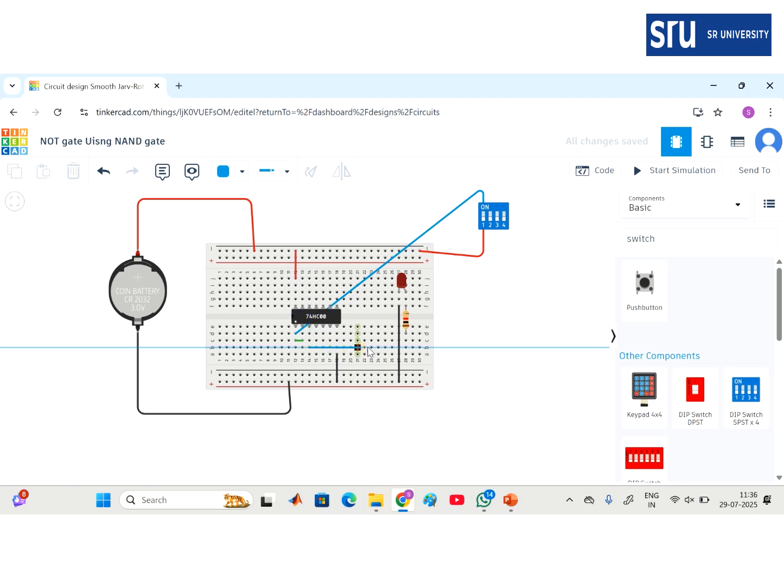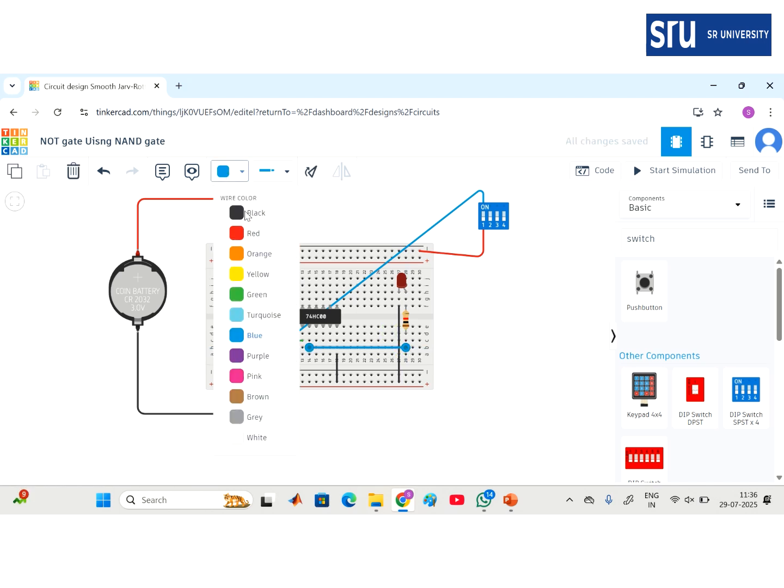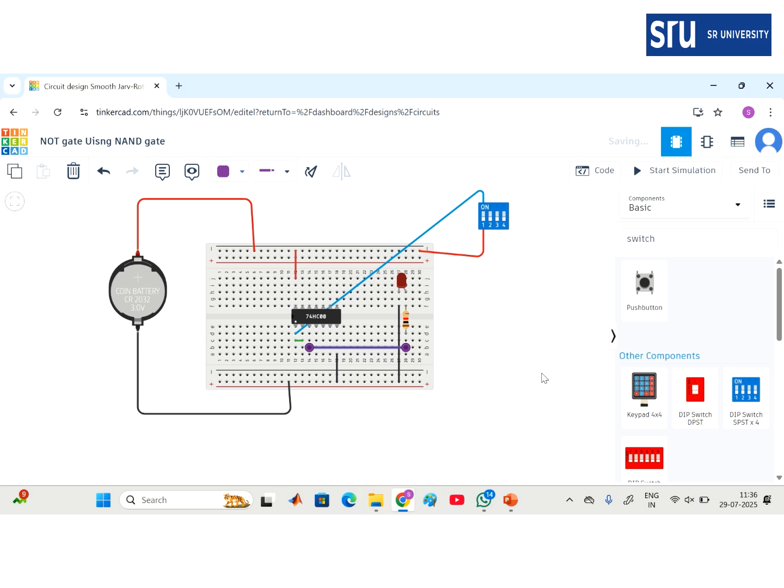So this output I have to connect to the second terminal of the resistor. In order to make a difference, I have given purple color. So I have given 3 different colors. The first color is the input. The second color is shorting both the inputs. And the purple color is for connecting the output to the terminal of the resistor. So here I have connected all the things.